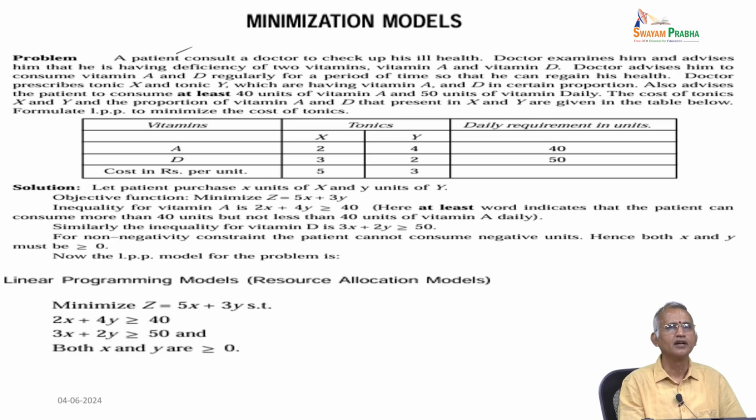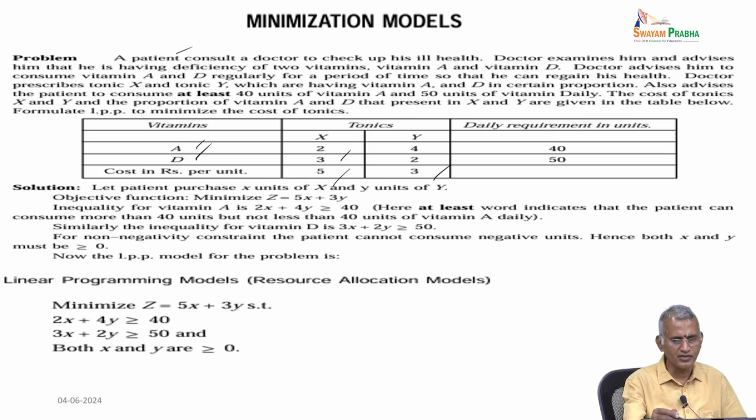Vitamins, corresponding tonics, and daily requirement in units: A and D are the vitamins. The tonic X corresponding to A is 2, Y corresponding to A is 4, and similarly for D, X equals 3 and Y equals 2. The minimum daily requirement is 40 and 50 respectively for A and D. The cost of each tonic is 5 and 3 rupees per unit. So, this is the data given. Now, making use of this data, we have to bring a mathematical problem, that is called mathematical modeling.